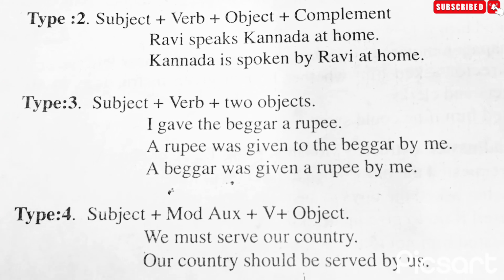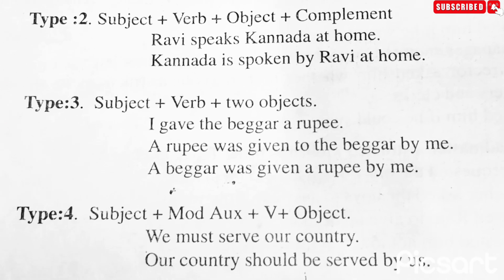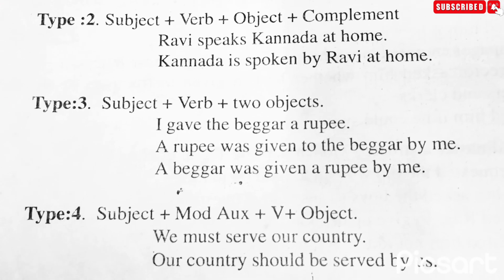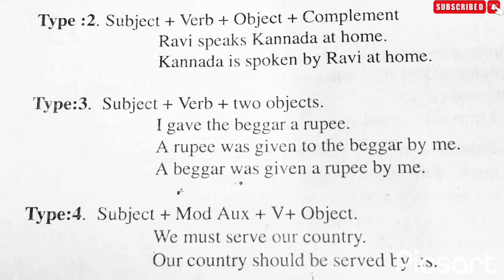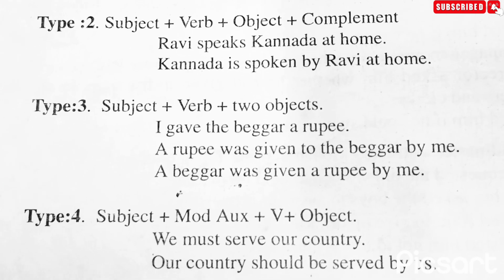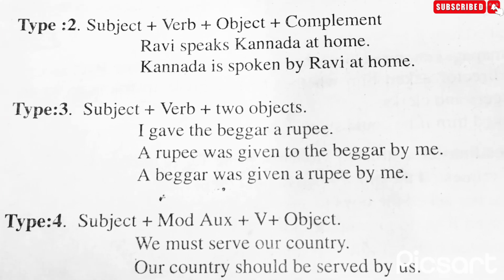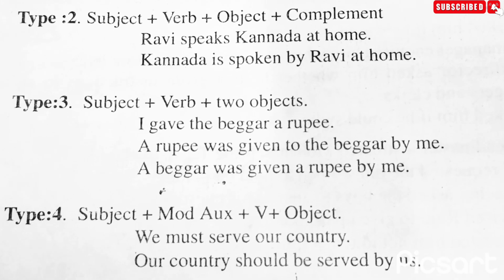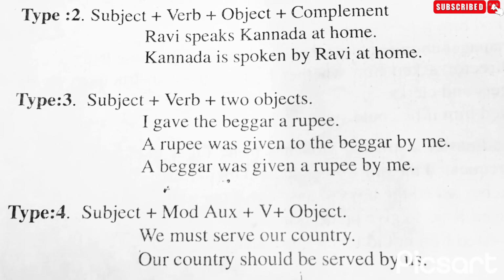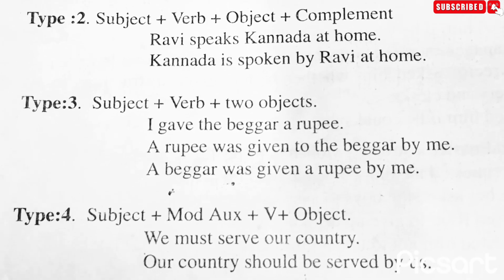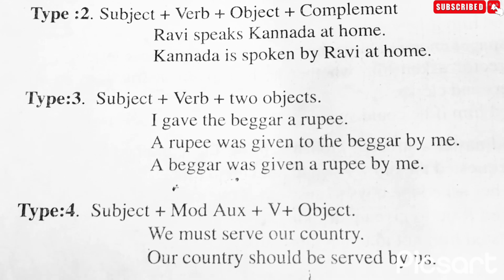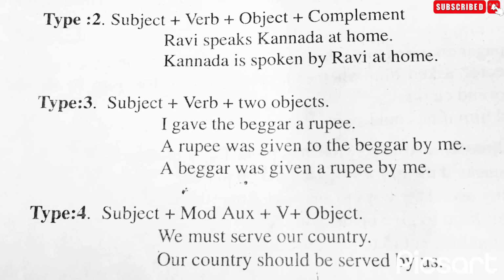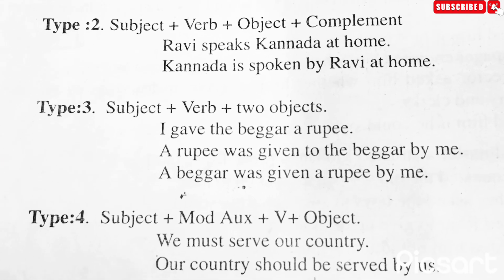So Kannada is in the chart of pronoun, third person singular number, it. So we use the to be form is. V3 form of speak is spoken. Speak, spoke, spoken. Kannada is spoken. Preposition by. Subject changes into object: Ravi. Complement does not change its place. It is in the same place: at home. Ravi speaks Kannada at home. Kannada is spoken by Ravi at home is a passive.